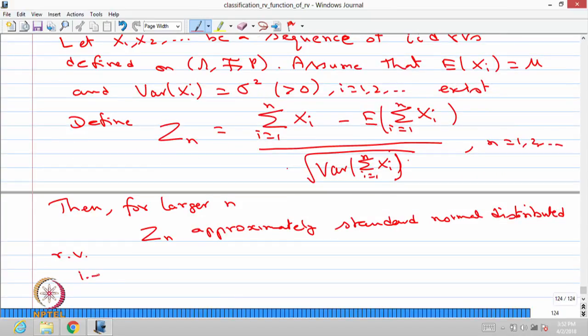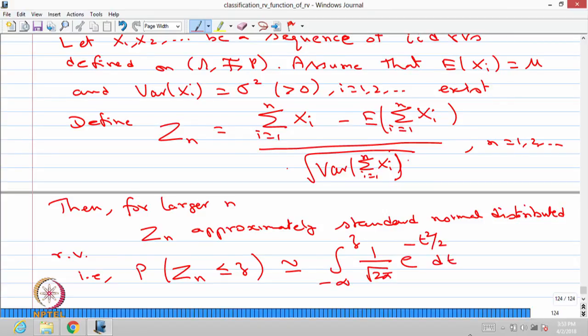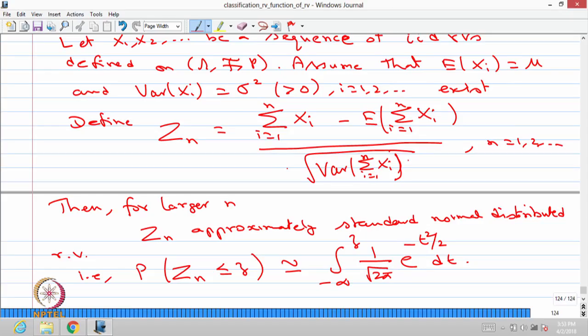That means the probability of Zn less than or equal to small z is approximately the integral from minus infinity to z of 1 divided by square root of 2 pi, e power minus t square by 2, dt. This is valid only for larger n, that is very important, and that is the CDF of the random variable Z, approximately the integration from minus infinity to z of 1 divided by square root of 2 pi, e power minus t square by 2, dt. That is nothing but the CDF of the standard normal distribution.